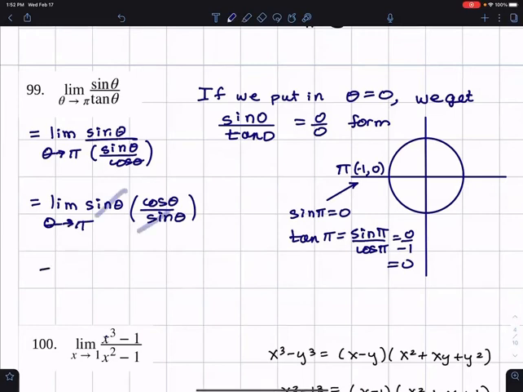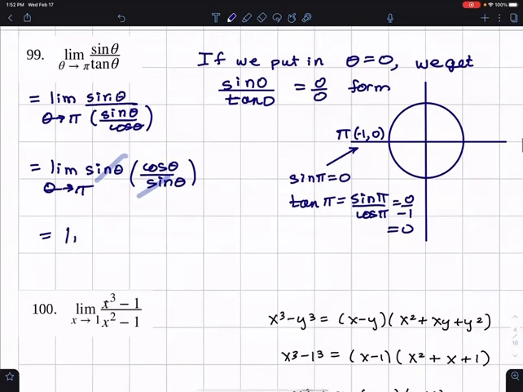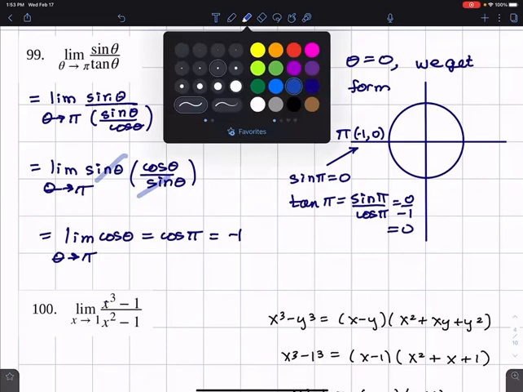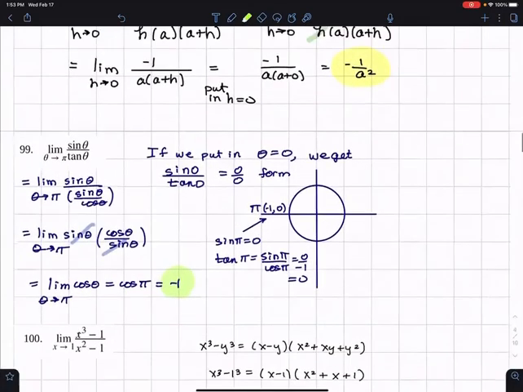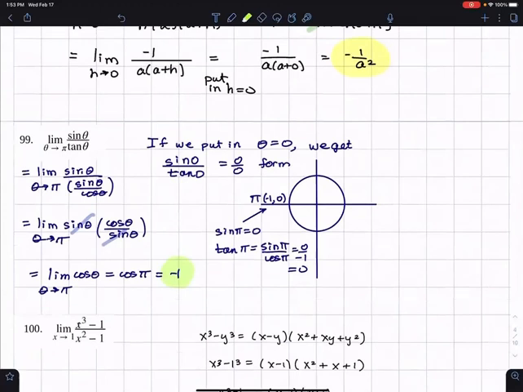And then there is easy canceling. And so we get that this is the limit of cosine theta as theta approaches pi. This is equal to cosine of pi because cosine is a continuous function. It has the direct substitution property, and that's therefore equal to -1. So that's what we do there.